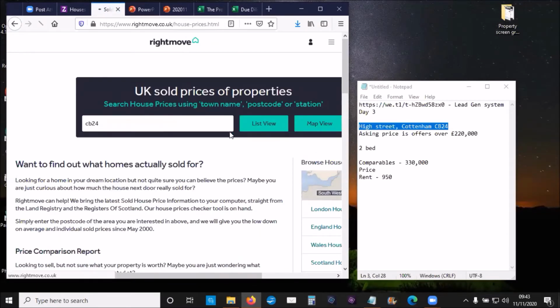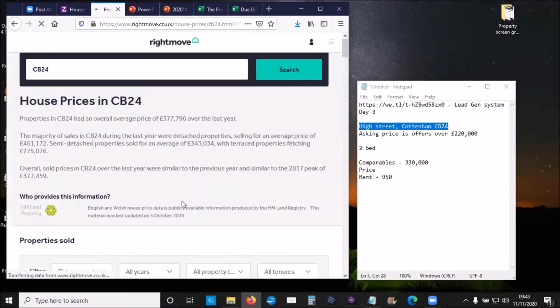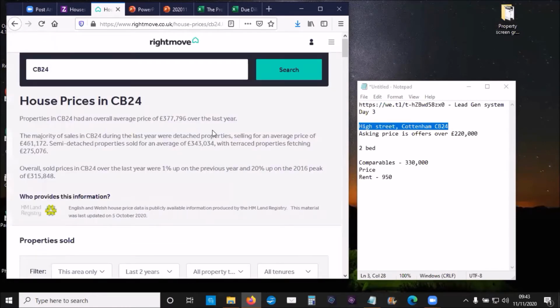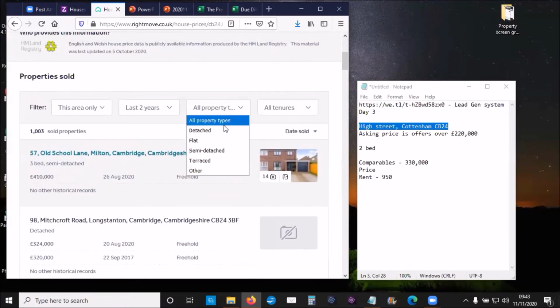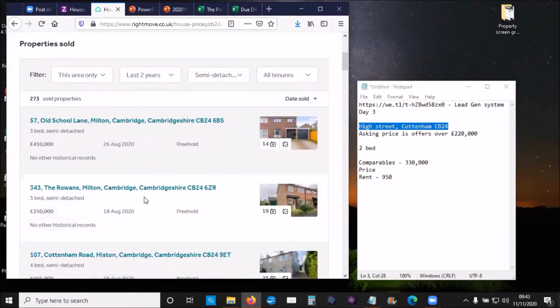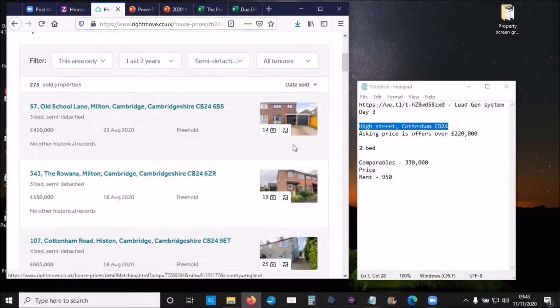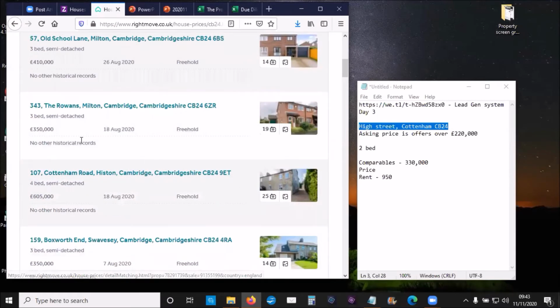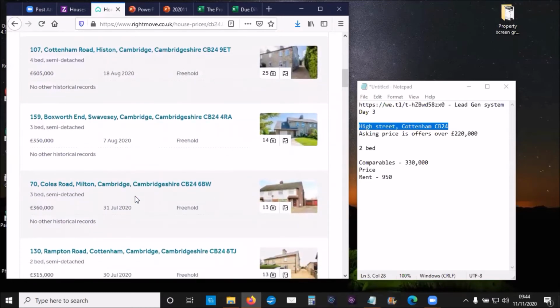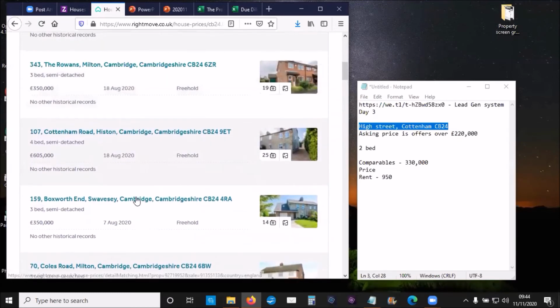CB24. Okay, all years, I want to say last 2 years. I only want to see semi-detached. So these are what the houses look like. 350, 605, 350.